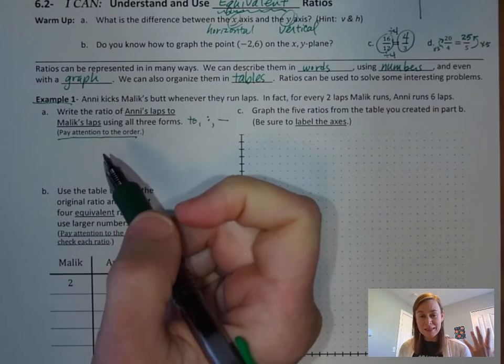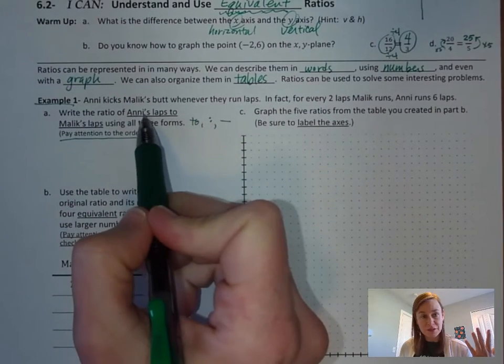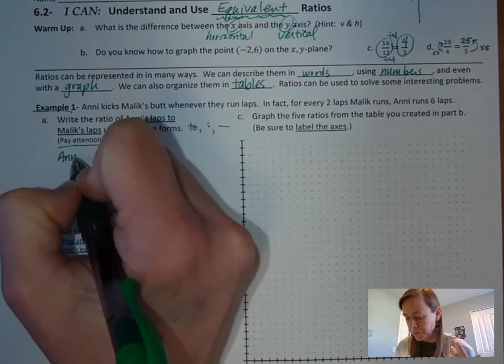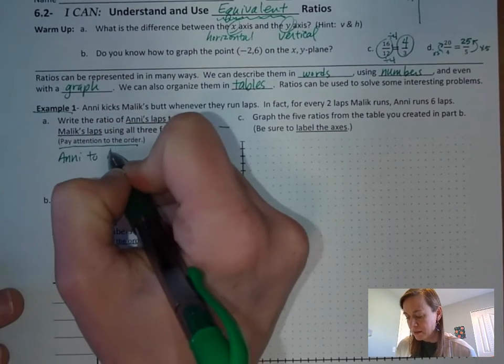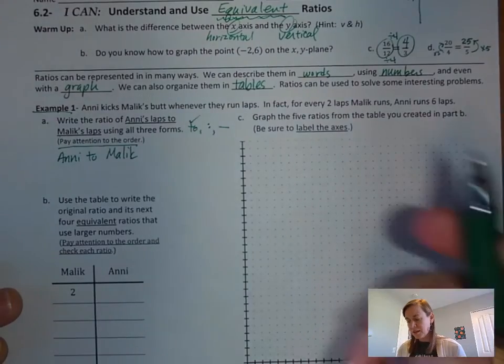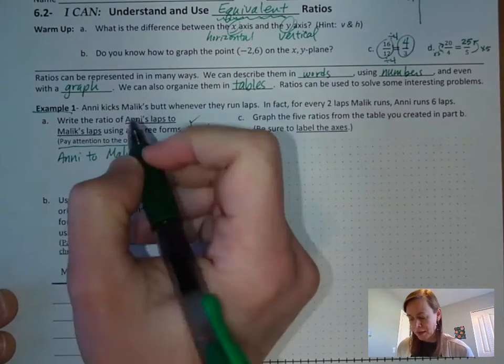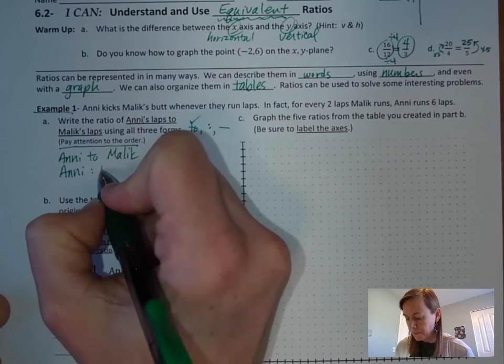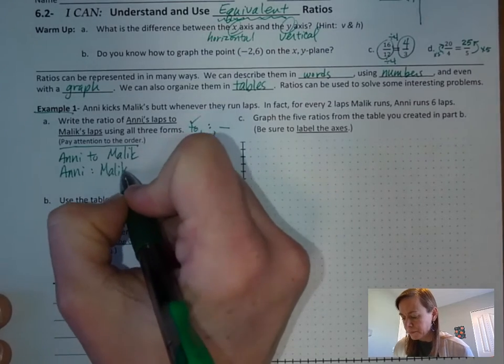So we want to make sure that Annie's laps come first because her name is first, and then Malik's laps. So we're going to first write Annie to Malik. All right, that takes care of our 2. Check. Now we need to use our colon. Again, Annie's going to come first. Annie, colon, Malik.